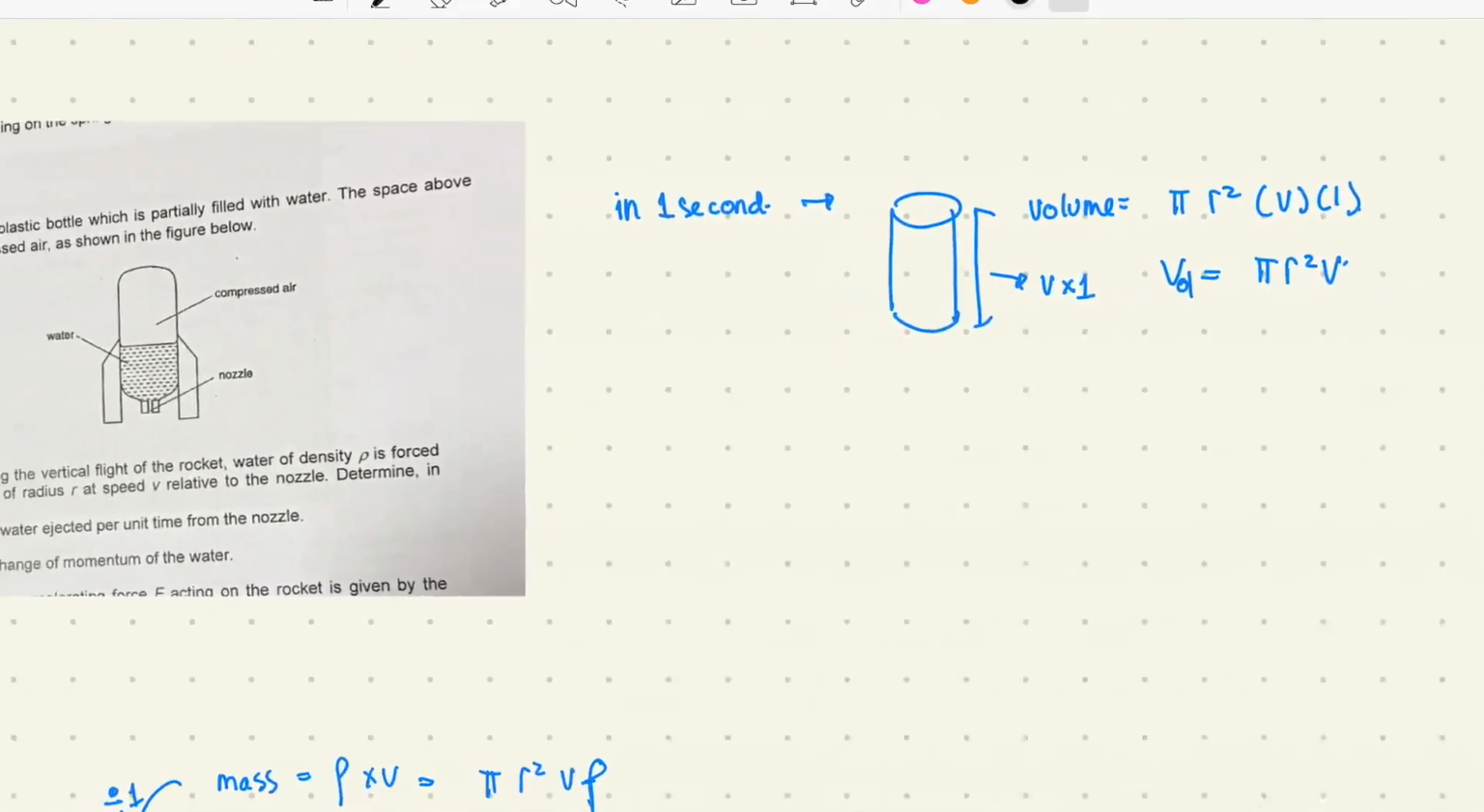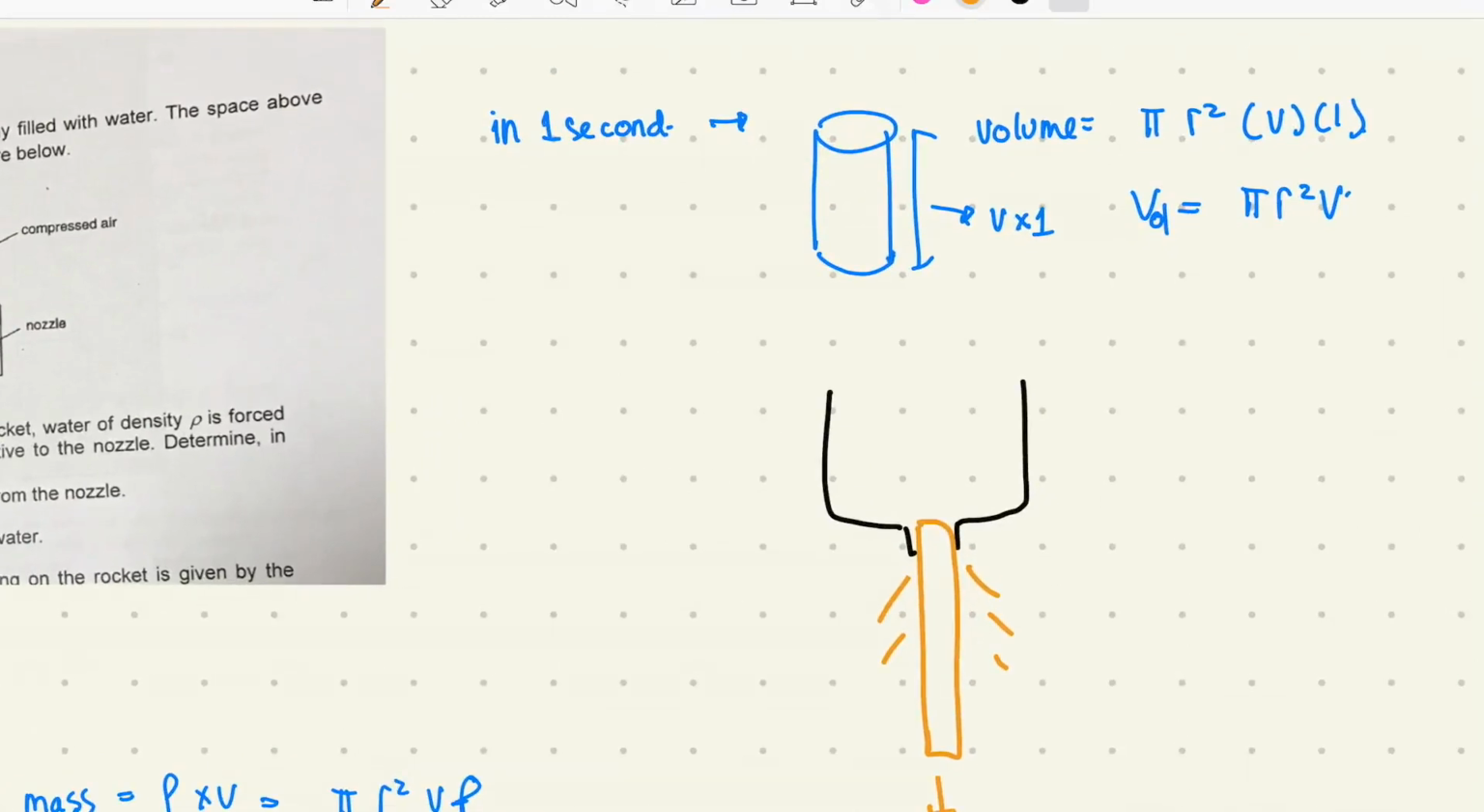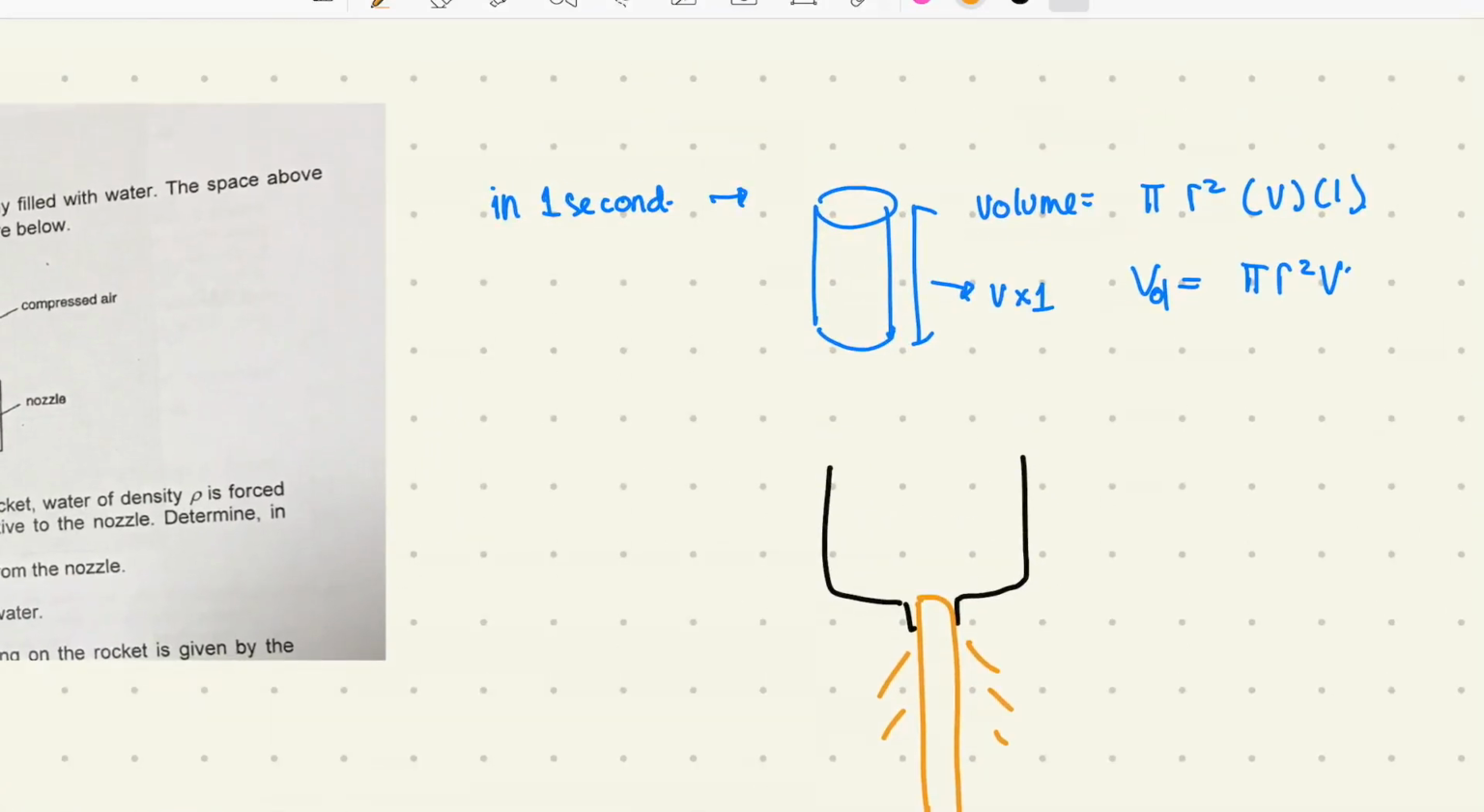Okay, first, the nozzle, we assume the water that is coming out is in the shape of a cylinder. It will come out like this, which is not true, of course. The water will spray to the left and right, but we assume it is 100% vertical, the water will never spread out.